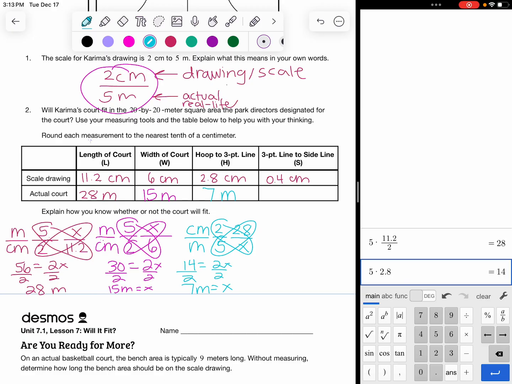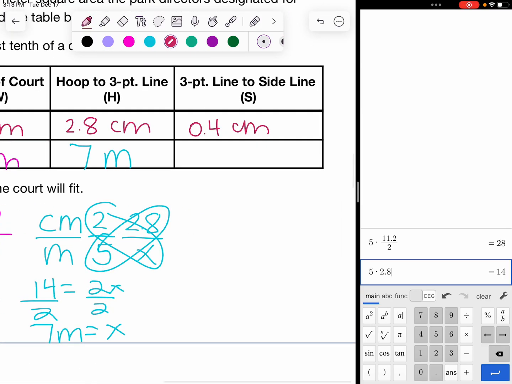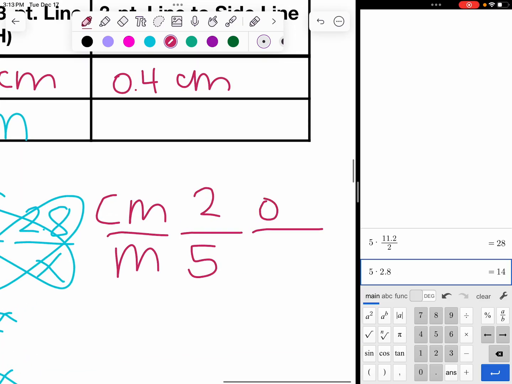And then lastly, we have our 3-point line to the sideline. Again, we're doing centimeters and meters. Our scale was 2 centimeters to 5 meters, and this time it's 0.4 centimeters.